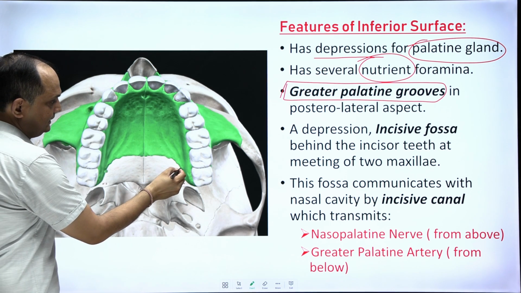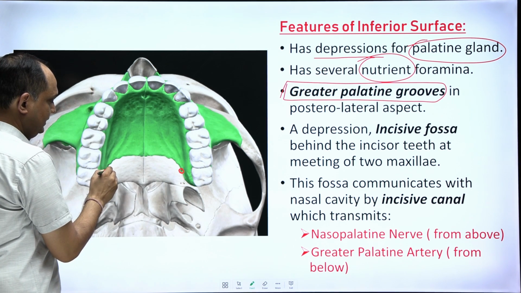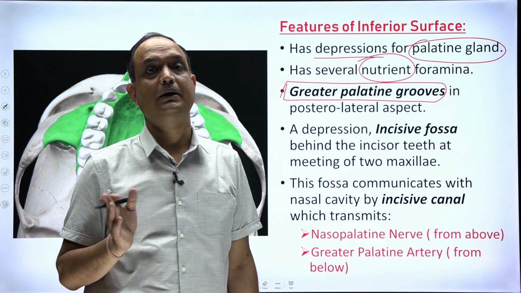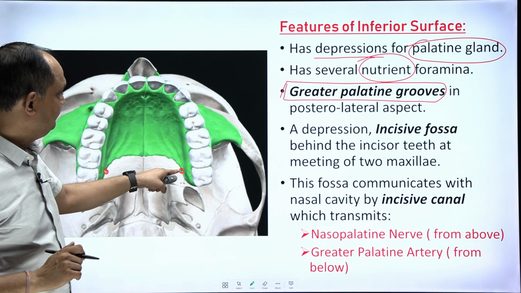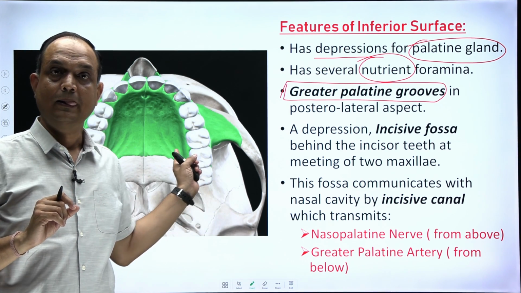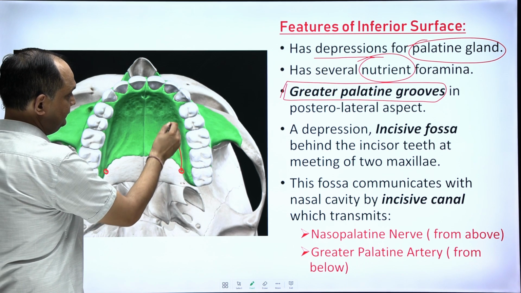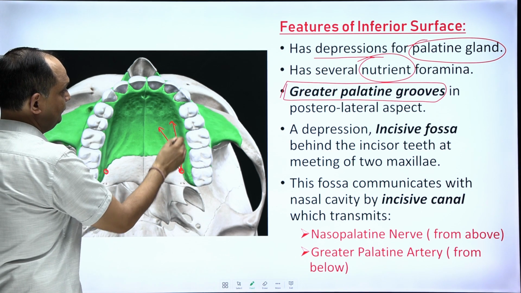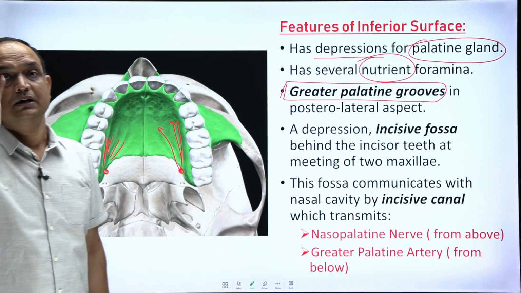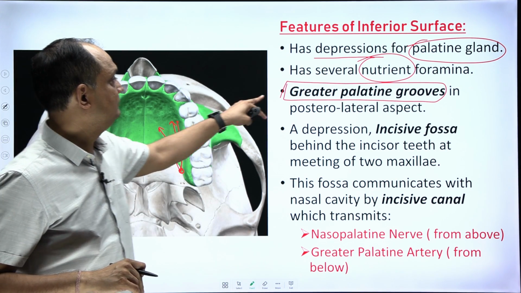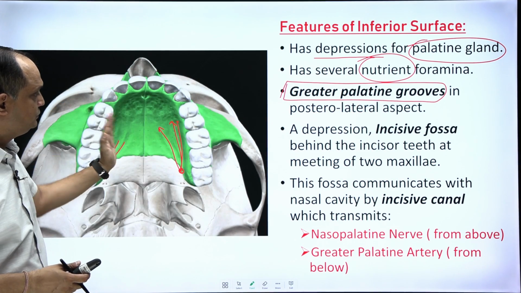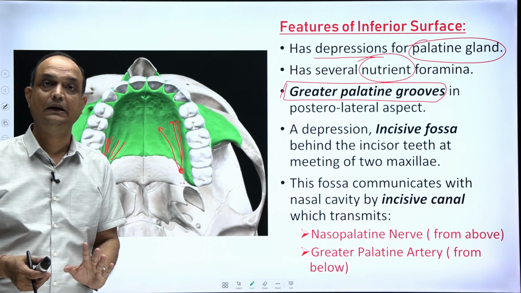Here you can see the greater palatine foramina, which we have already seen how it forms in my previous class of maxilla part 1. From this foramina, the greater palatine nerve and vessels enter this area. From here, these vessels go forward along with the nerve, and for that you will find grooves and depressions on the hard palate, present in the posterolateral aspect of the hard palate.